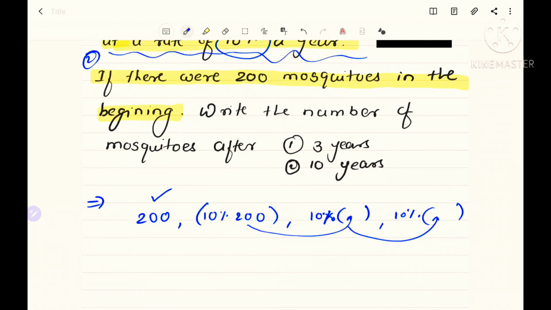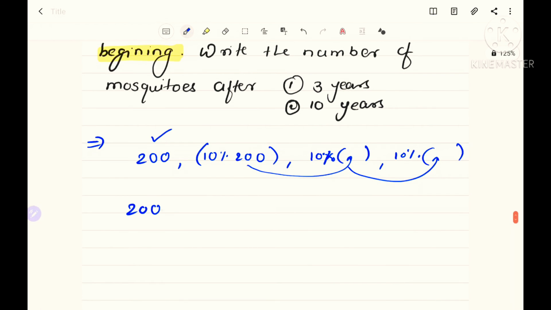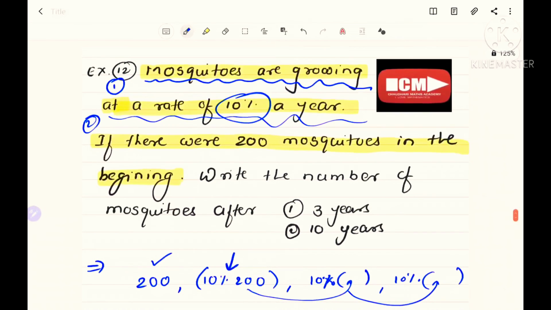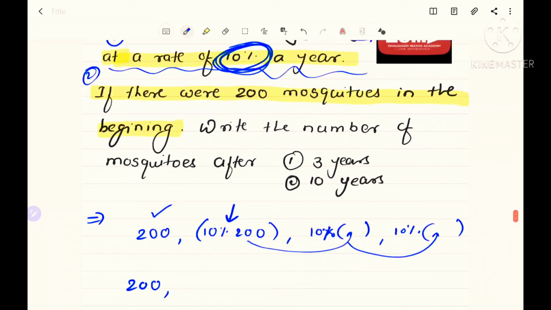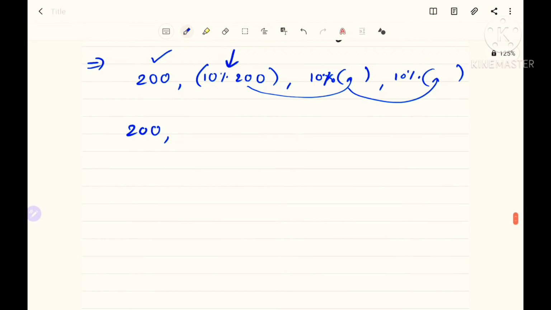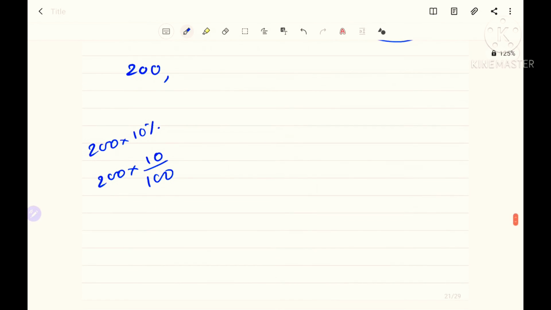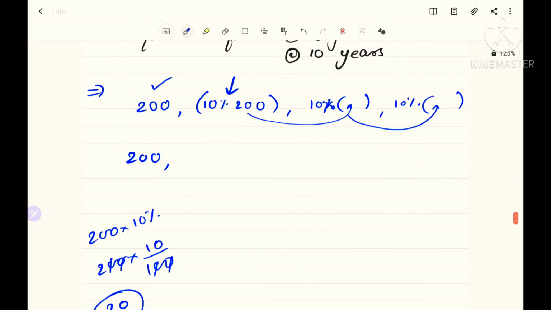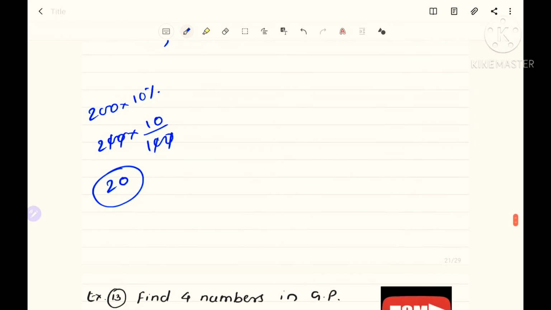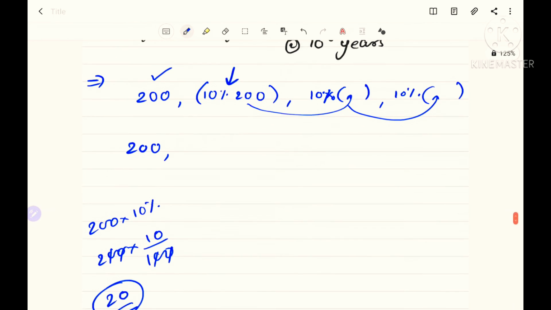So let me explain in detail. They started with 200 mosquitoes. What is 10% of 200? Because that is the growth. The growth at which these mosquitoes are increasing is 10%. Try to understand the meaning of this. Every year mosquitoes are increasing by 10%. So here I am calculating 10% of 200. Friends, percentage is always out of 100. And if you do this simple maths, you will get that mosquitoes will increase by 20. So if the initial number is 200, then the 10% increment means just add 20 to it.